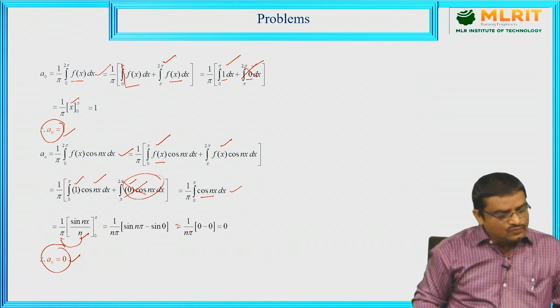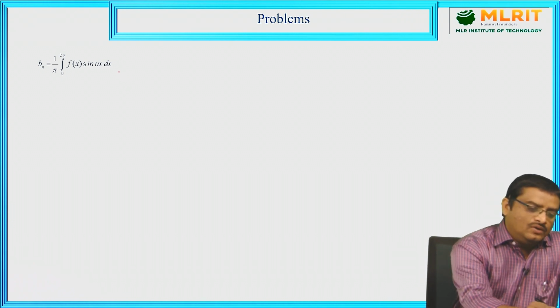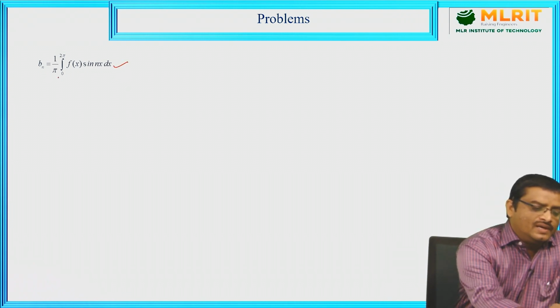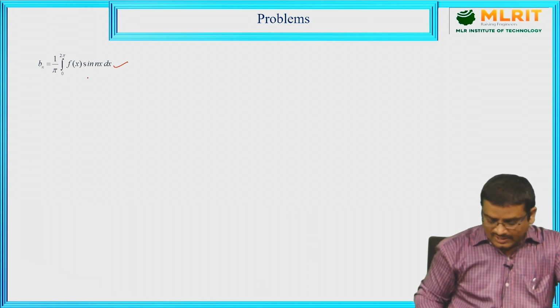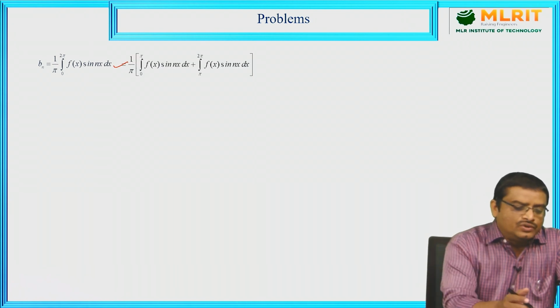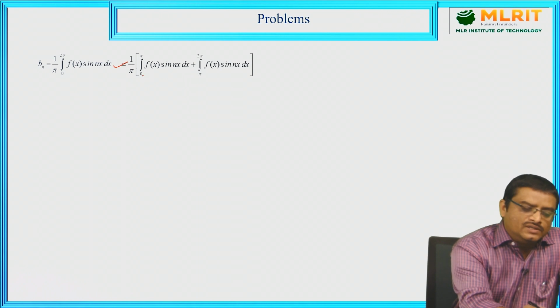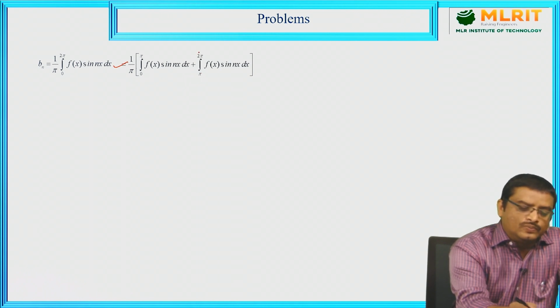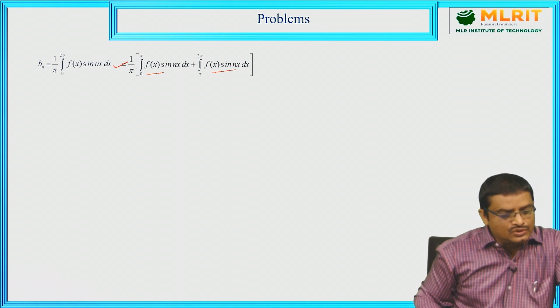Now we have to go for the bn value here. To find the bn value, it is given that bn is equal to 1 by pi integral 0 to 2 pi f of x sin nx dx. Like in the previous case, here also you divide the integral limit 0 to 2 pi into two subintervals, integral 0 to pi and pi to 2 pi. And then according to the condition, substitute the values of f of x in these two integrals.